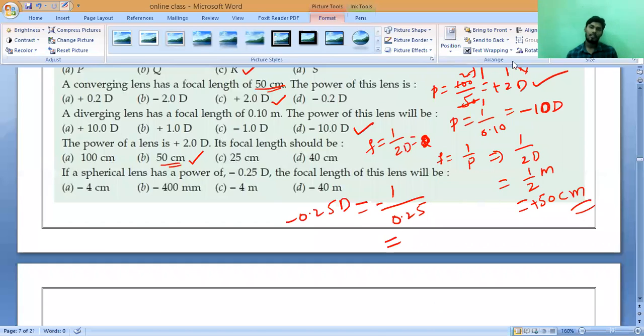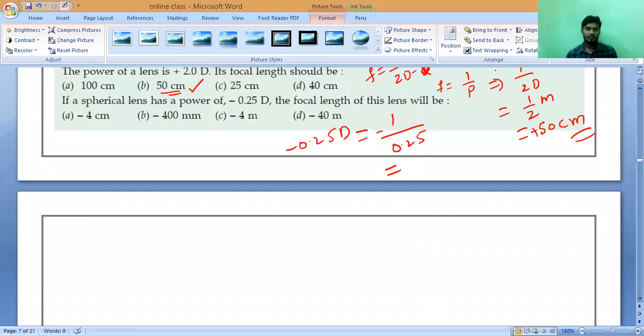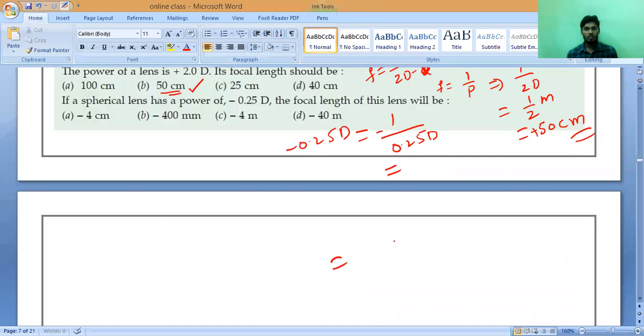0.25 minus 4 meter. Check it. 1 minus 1 by 0.1 diopter is correct, which is equals to how much? 1 by 0.25. Solve it.